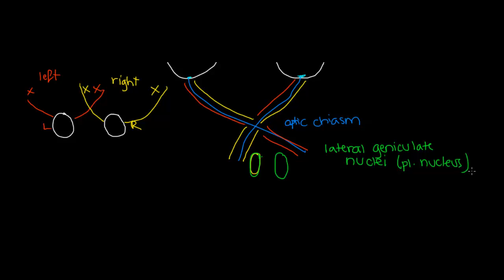From here, the lateral geniculate nuclei synapse upon the visual cortex. What is tricky is that the left optic nerve synapses onto the right lateral geniculate nucleus, and the right optic nerve synapses onto the left lateral geniculate nucleus. The right lateral geniculate nucleus then synapses onto the right part of the visual cortex, and the left lateral geniculate nucleus then synapses onto the left area of the visual cortex.